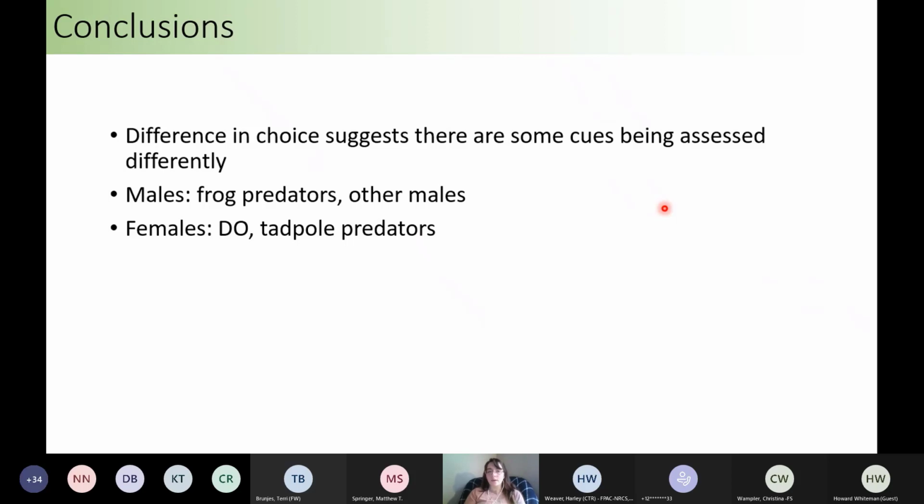All right. This difference in choice really suggests that something is being assessed differently between males and females. For the males, it's likely that they're assessing predation risk for themselves, or it's some type of territorial aspect. If larger males are choosing tanks and the other males are just left with whatever tank is left over, it's hard to say at this point. For females, it's likely that they are assessing the risks for offspring, things like available dissolved oxygen in those tanks or tadpole predators, because we do know that there are a lot of tadpole predators in many of those tanks.